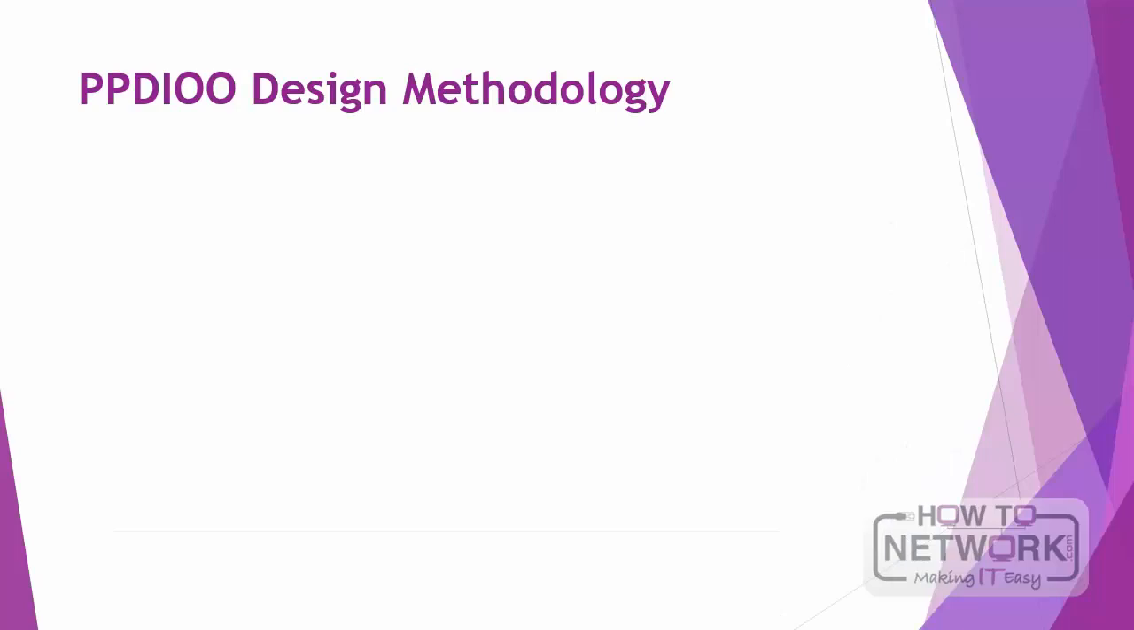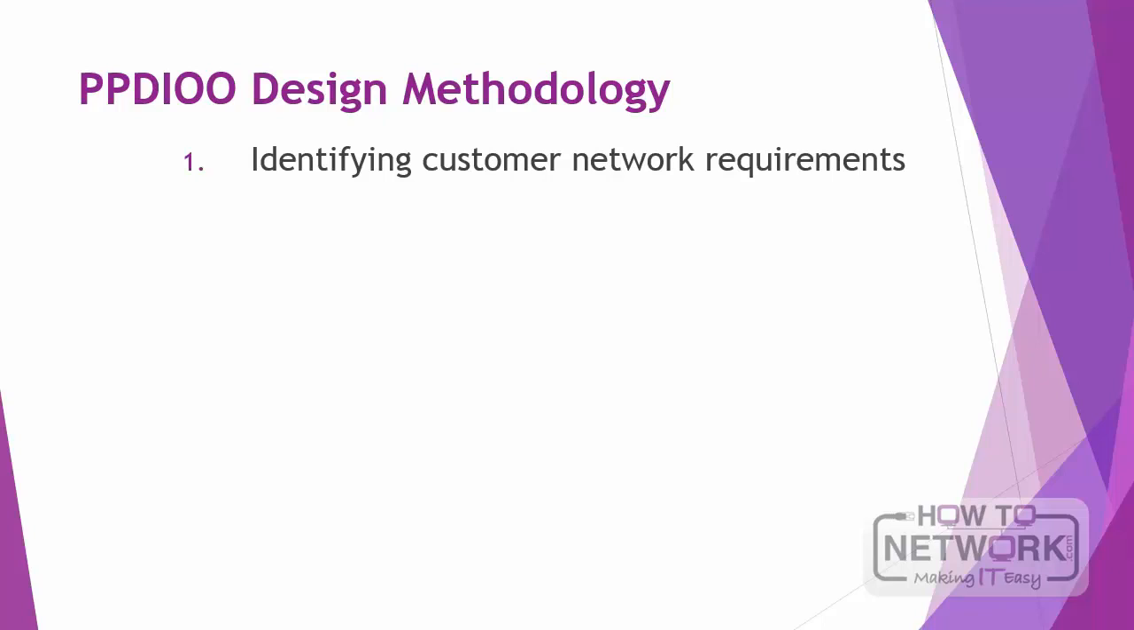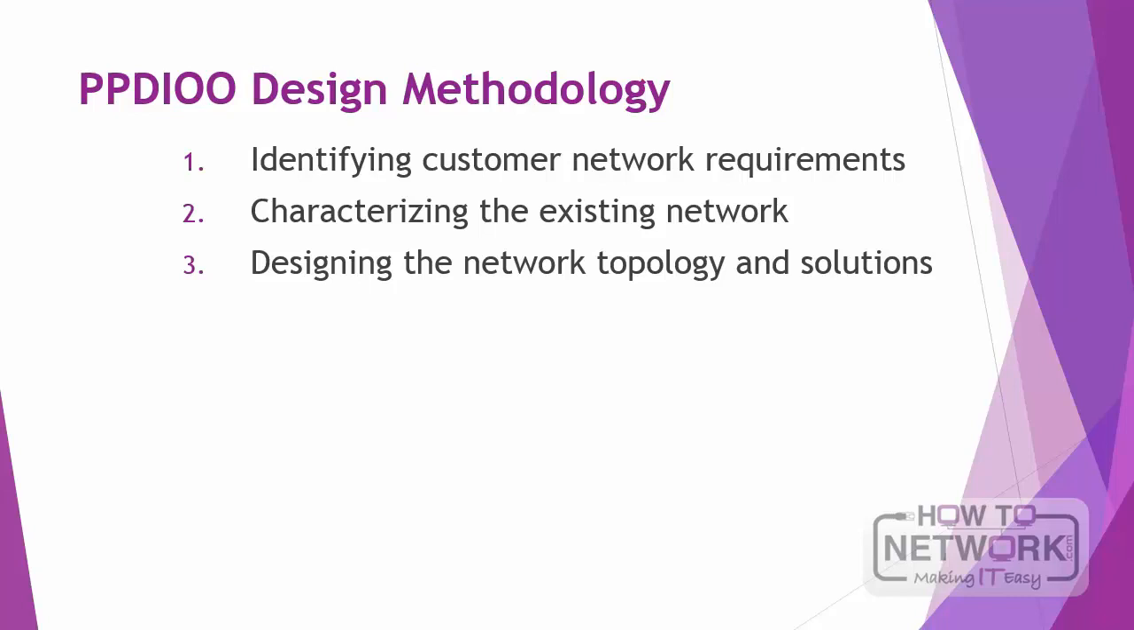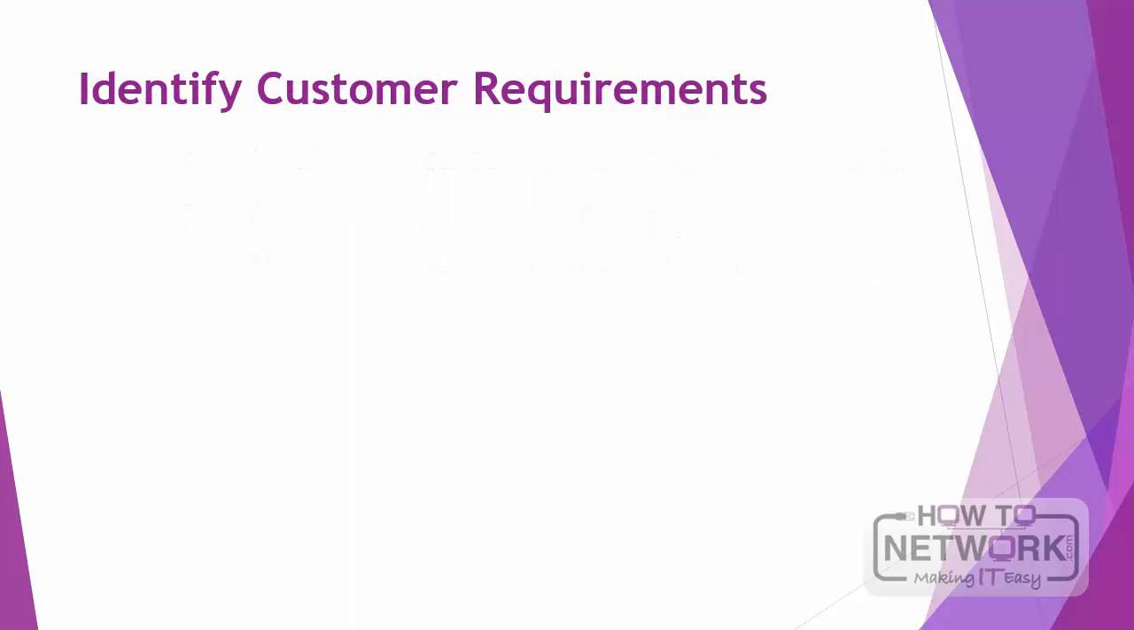Now, there is a design methodology for the first 3 phases of the PPD-IOO methodology, and there are 3 steps to it. In step 1, decision makers identify the requirements and a conceptual architecture is proposed. In step 2, the network is assessed. The network is assessed on function, performance, and quality. And then in step 3, the network topology is designed to meet the requirements and close the network gaps identified in the previous 2 steps. Let's review these 3 phases in detail.